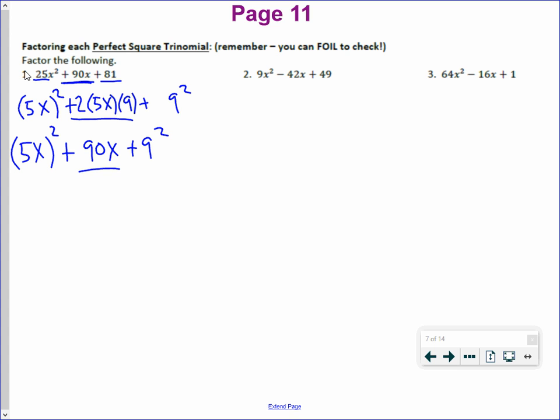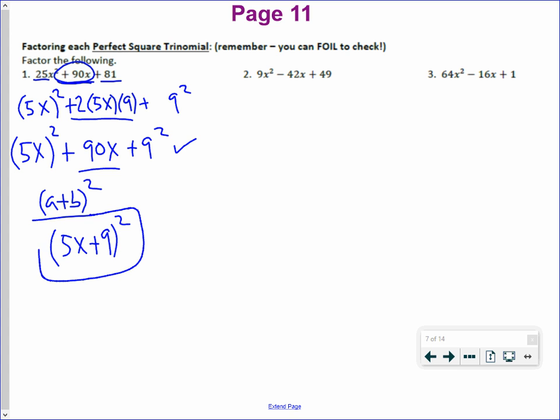All right, but from here, we do know it's a perfect square trinomial, so we can go ahead and use the rules that we learned. And in this case, it'll be a plus b all squared. And that's because our middle term right here is positive. That means our factor also has to be positive. So our a is 5x, and our b is 9. So 5x plus 9 all squared. And that is our factored form for number 1.